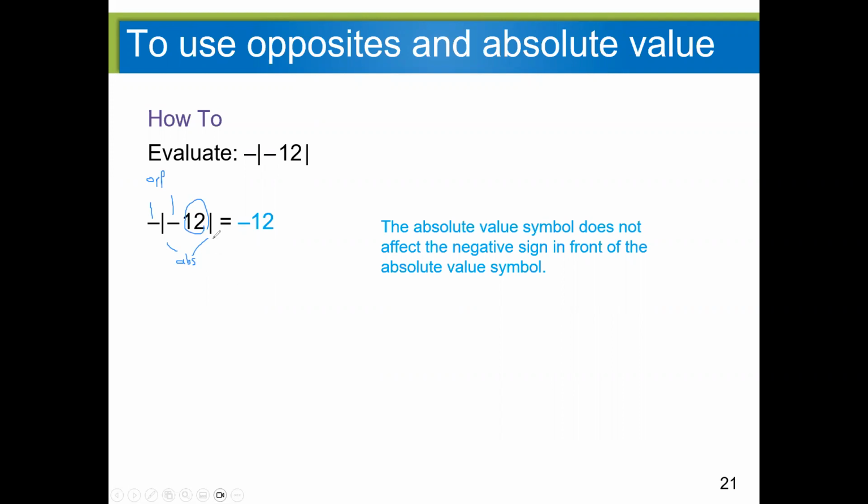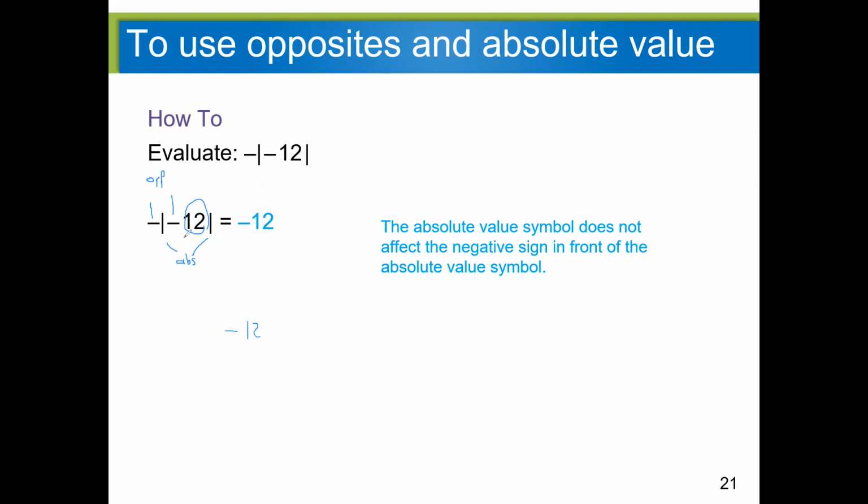So where do we start in solving this problem? That's something we'll get to later. For this example, let's start from the number and work our way out. We start with 12, that's the number, and then we have a negative sign in front of it. That means the opposite of 12. What's the opposite of 12? Well, the opposite of 12 is negative 12.